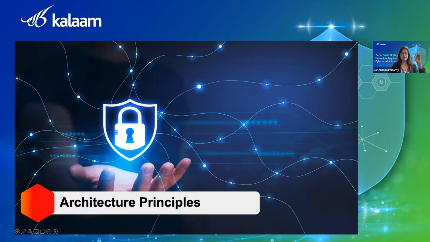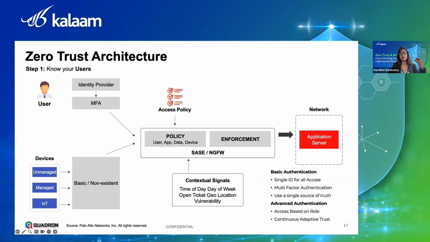Now you have the protect surface, you have mapped the flow. Now let's go a little bit deeper into the architectural principles. Now you need to know your user. You have a user, and in the middle you have the policy and the enforcement. SASE is for the cloud, and the NG firewall is on-prem. And then what are the checks that we will do? Here, how do you know your user, that you trust the user?